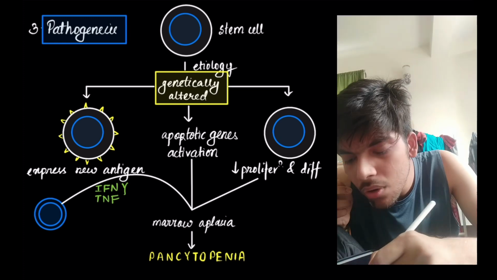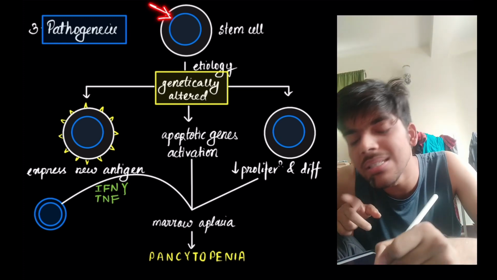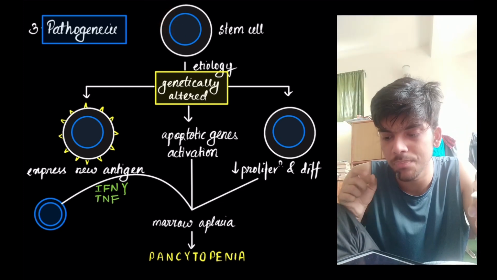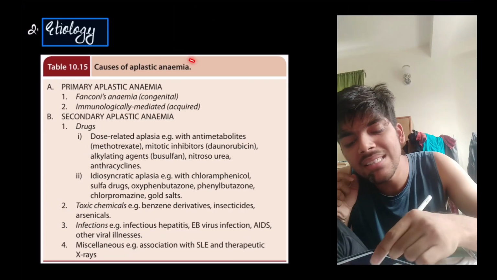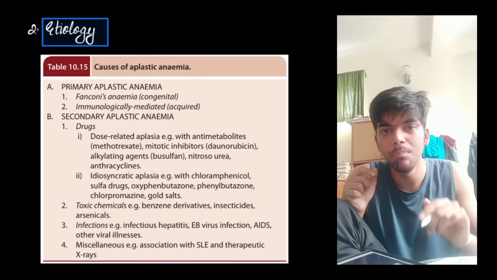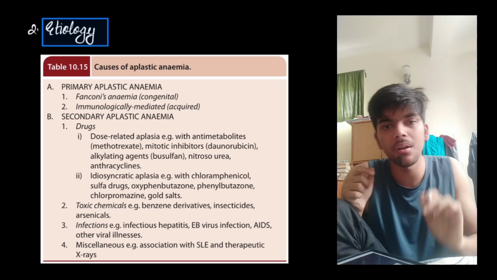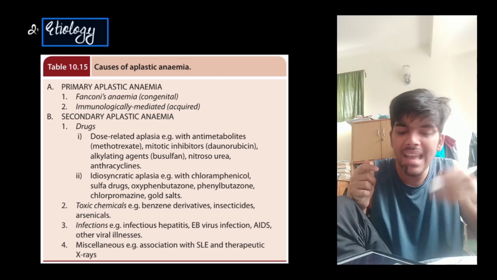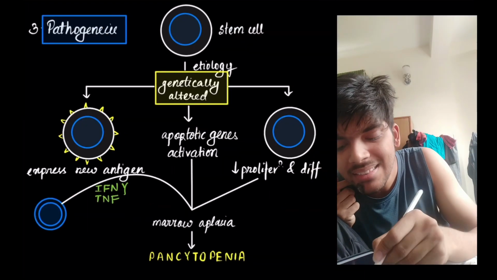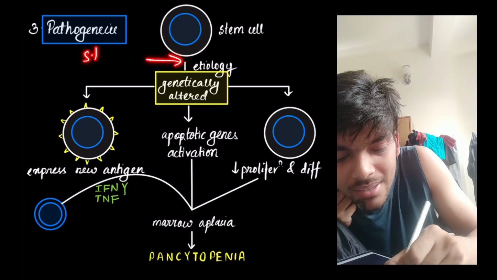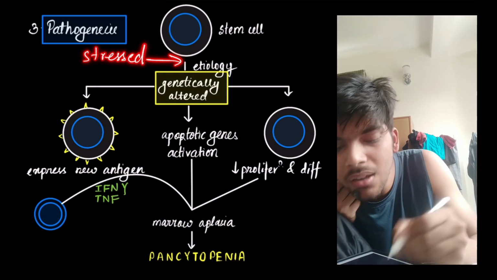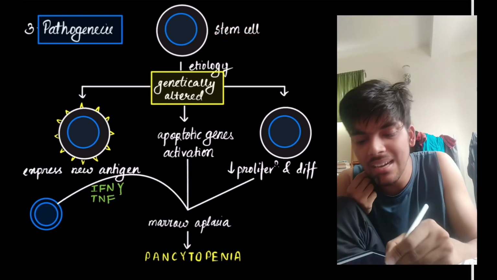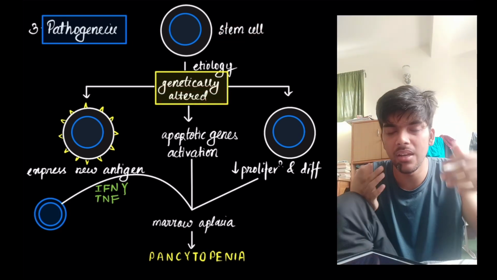Right now, you have your normal stem cell with normal cytoplasm and normal nucleus. No problem in cytoplasm and nucleus. But then, due to these various etiological factors, be it gene mutation, be it immune disorder, be it drugs, be it toxic chemicals, be it infections, be it X-rays, be it SLE, what happens is that these stem cells get stressed. As a result of this environmental stress, the stem cell gets modified genetically. So the stem cell is genetically altered.